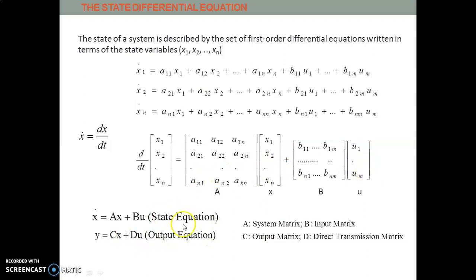This is the state equation and this one is the output equation. Here A, B, C, D are matrices. u is the input, y is the output, and x is the state vector. A is the system matrix, B is the input matrix, C is the output matrix, and D is the direct transmission matrix.